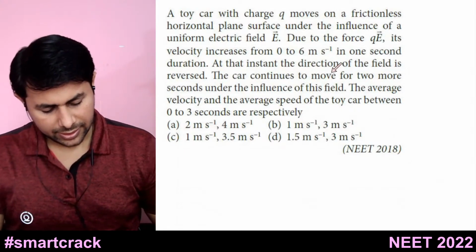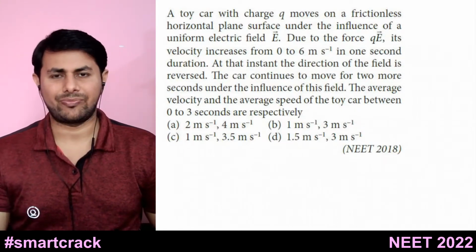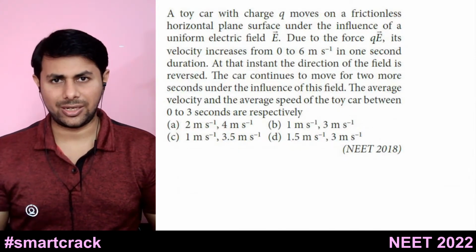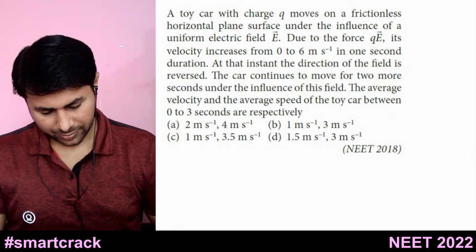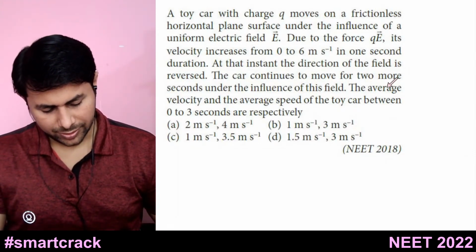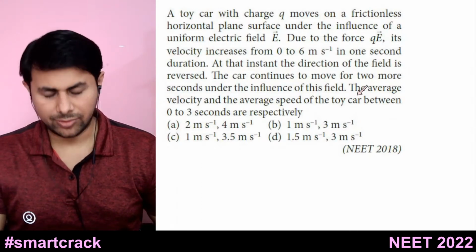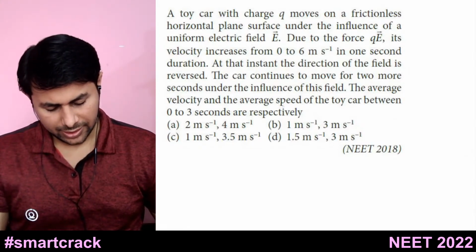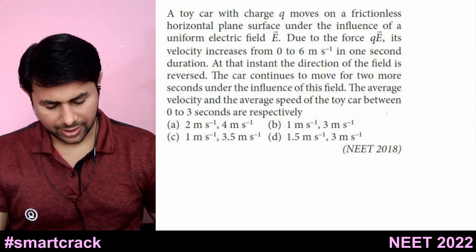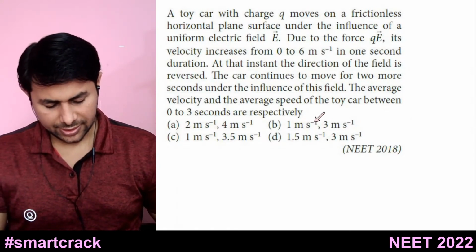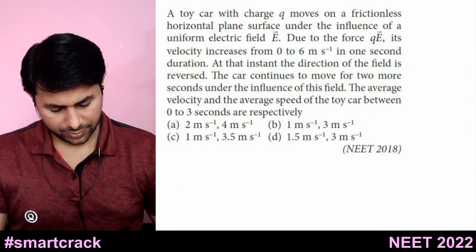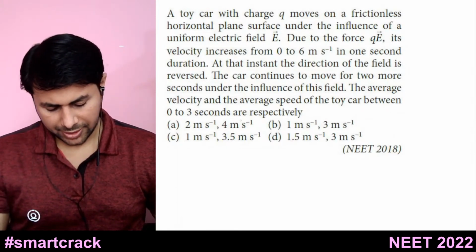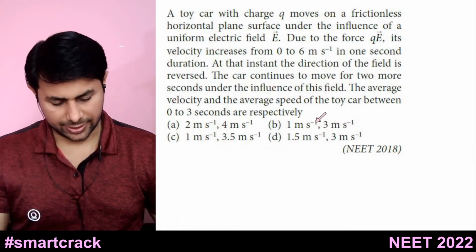At that instant, the direction of the electric field is reversed. So you accelerate a car and then you reverse the direction of the electric field at that moment. The car continues to move for 2 more seconds under the influence of this field. The car keeps on moving. The average velocity and average speed of the toy car between 0 to 3 seconds are, respectively, what? We want to find out its average velocity and average speed from 0 to 3 seconds.